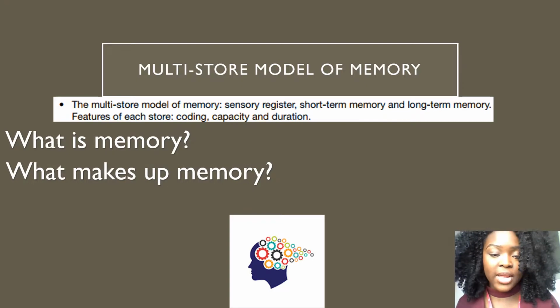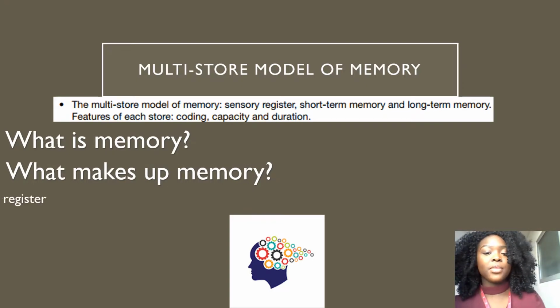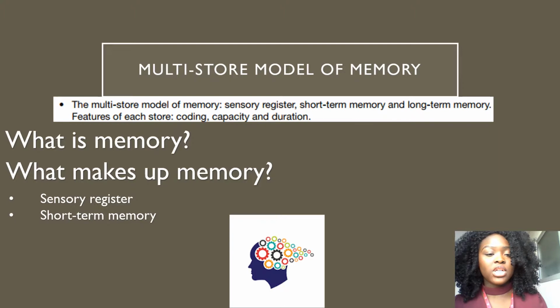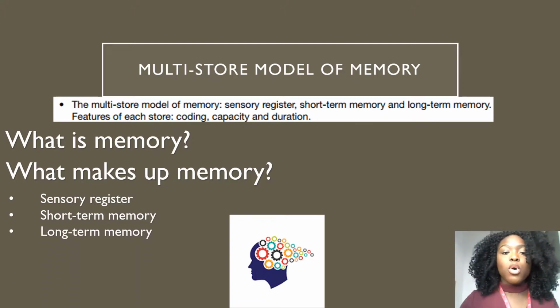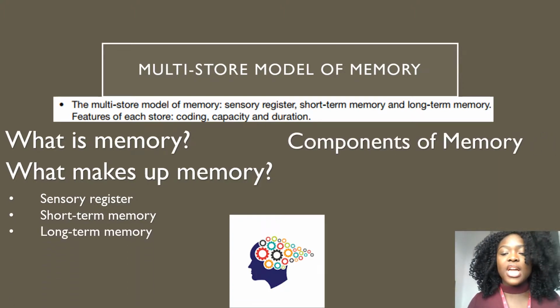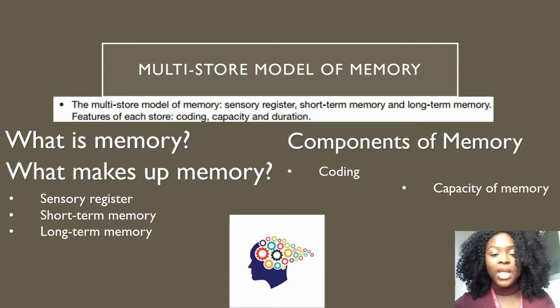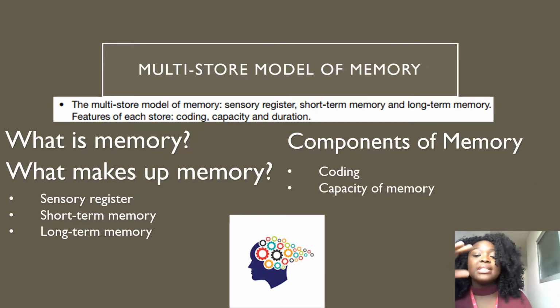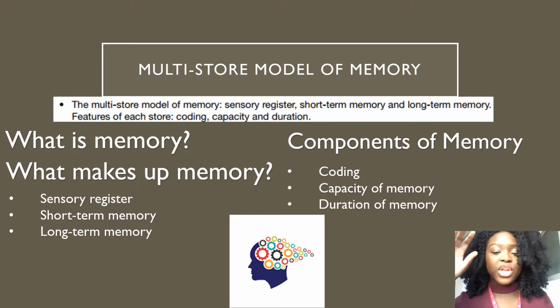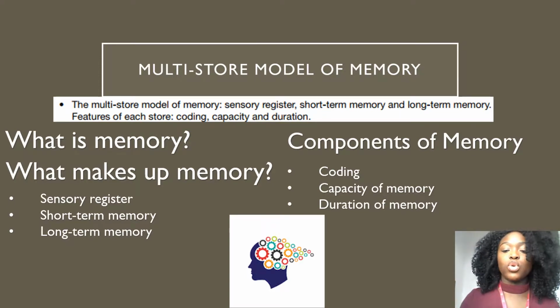Now, what makes up memory? We have sensory register, short-term memory, and long-term memory. Components of memory. These are kind of like the characteristics that come with each store that's been mentioned in what makes up memory. So first we have coding. This is the way information is stored into our brain. Then we have capacity of memory. This is how much information we can store. Then you also have duration, which is how long the information will last in the memory or store.